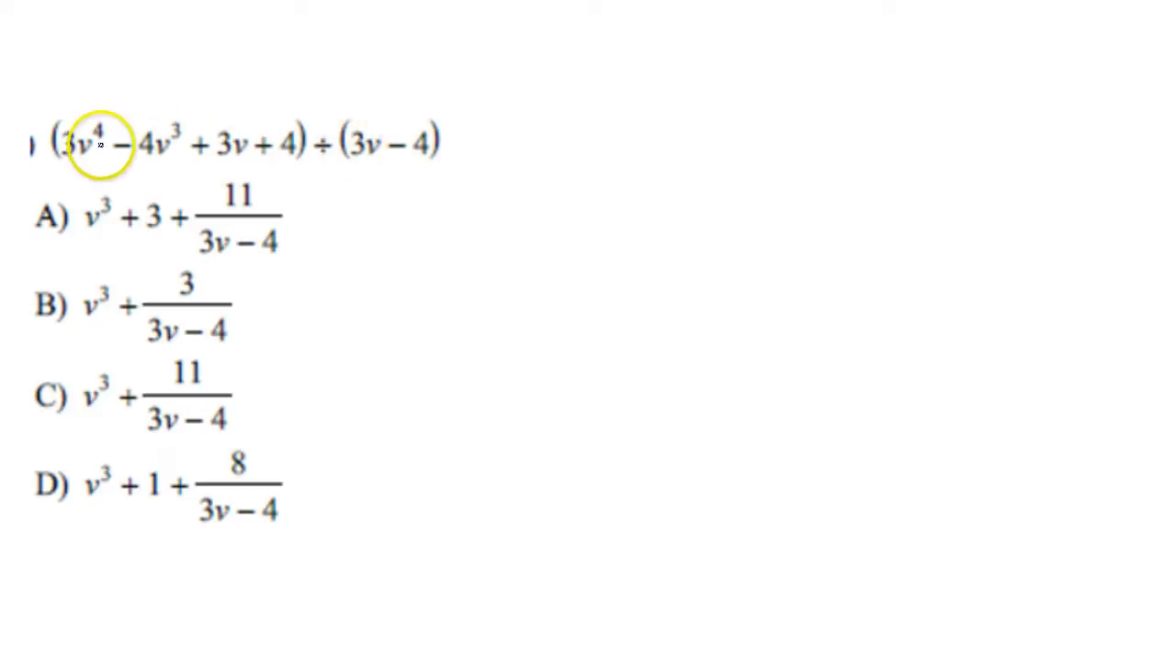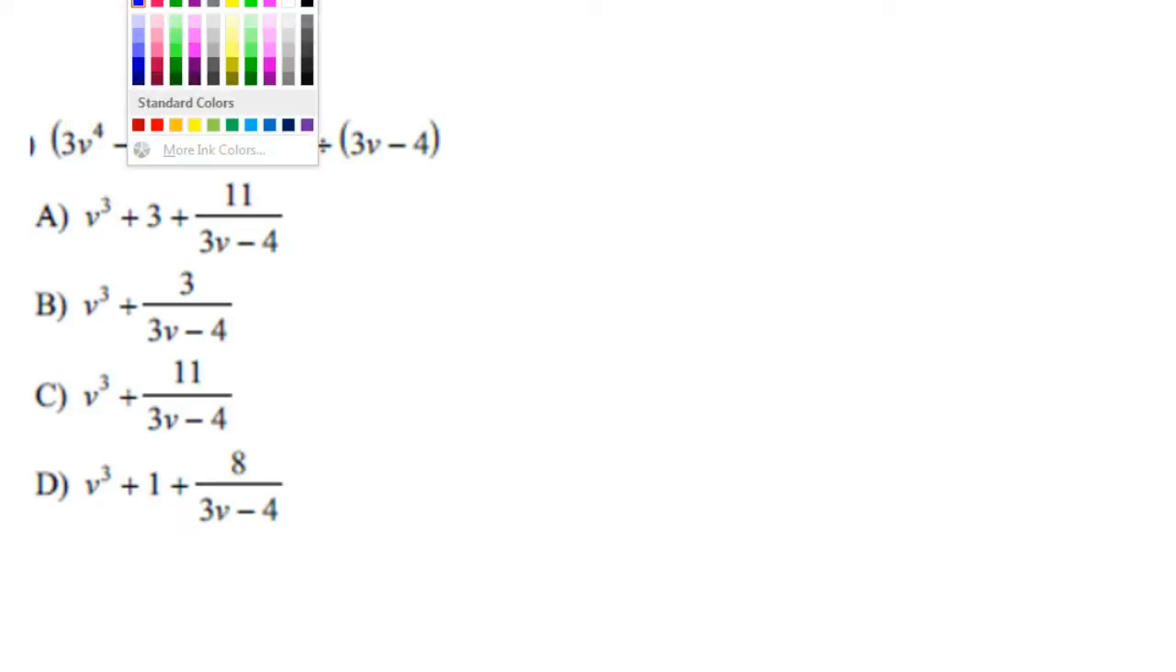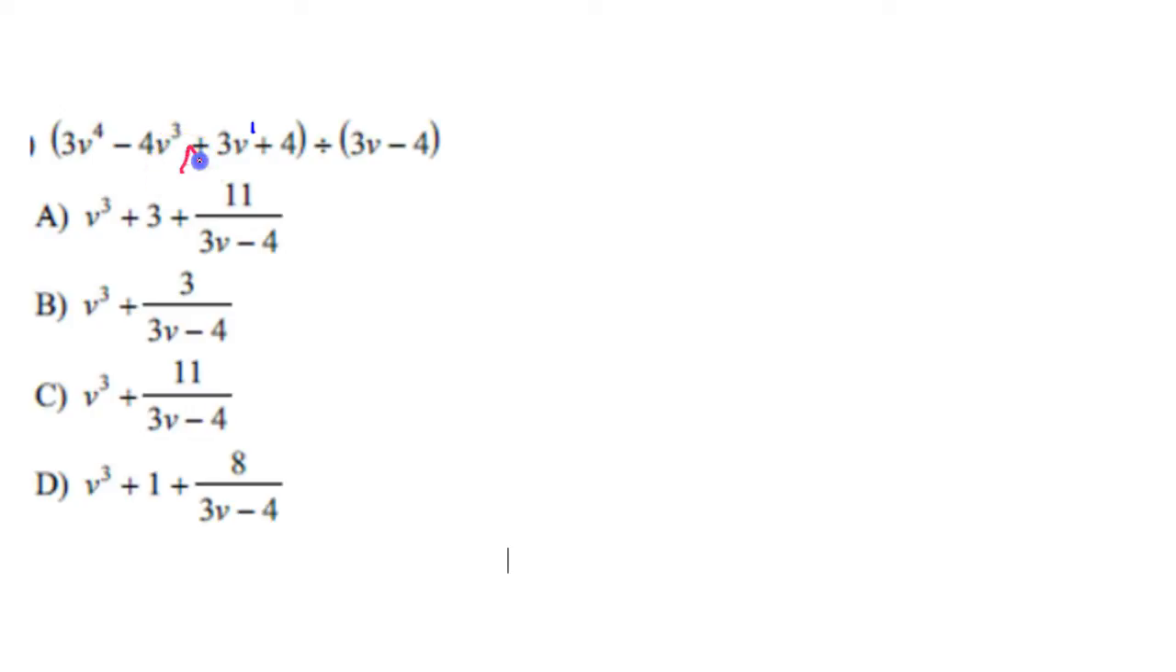Notice there is a missing term. It goes 4, 3, and then it skips to 1. So that means I'm going to have a 0 term in here. So I'm going to add in the term 0v squared in between these two.